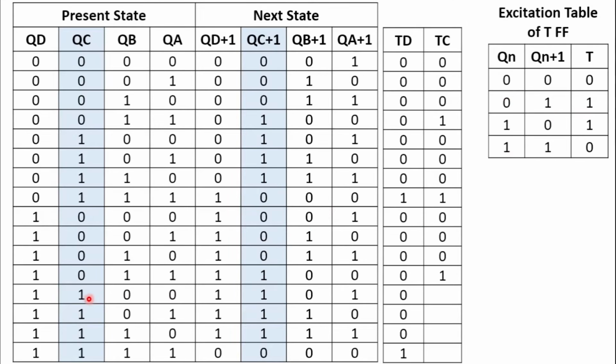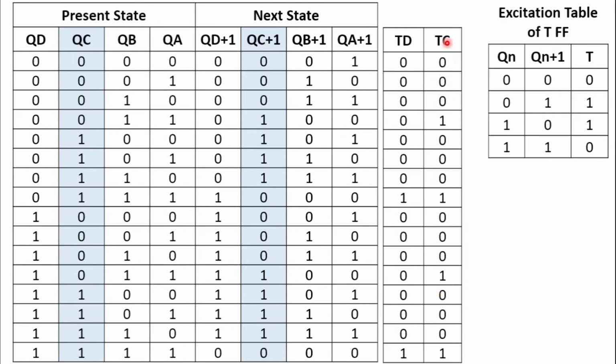In the next row, 1 is there, so value of TD is 0. Same is the case with the next row. And in the last row, 1 is converted into 0. That's why toggling is taking place. So for 1, 0, value of T should be 1. So from the excitation table, we have calculated 16 different values of TC.